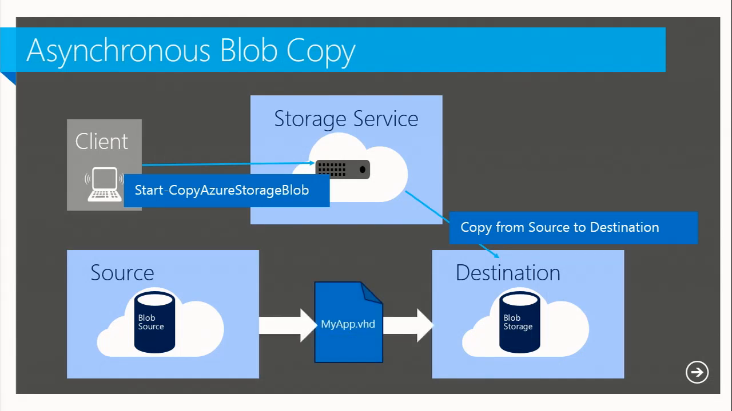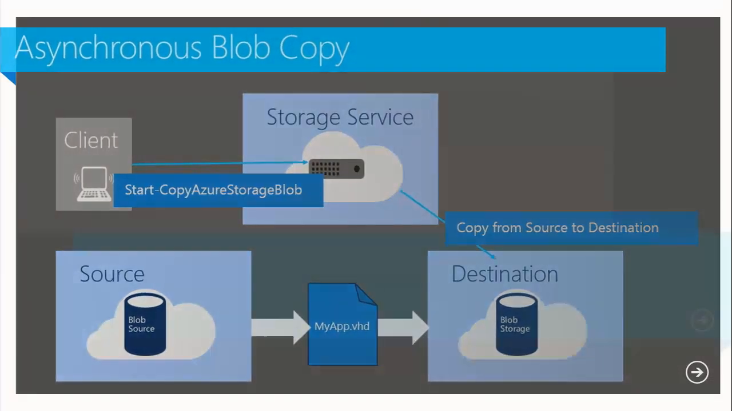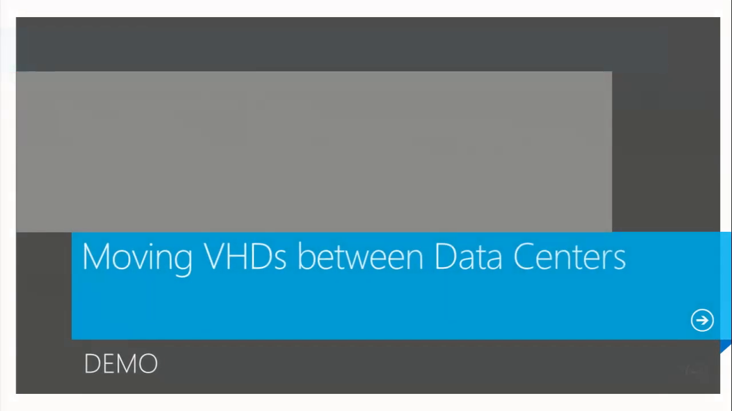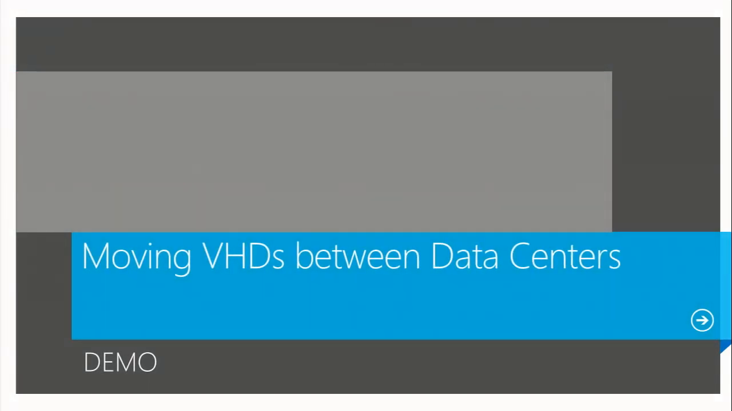So what this allows you to do is create virtual hard disks that, say you created a bunch of virtual machines on the West Coast in West US, and you want to copy them to East US. Using PowerShell alone, you can literally copy all those VHDs around. And the beauty is they don't have to go to your machine first.